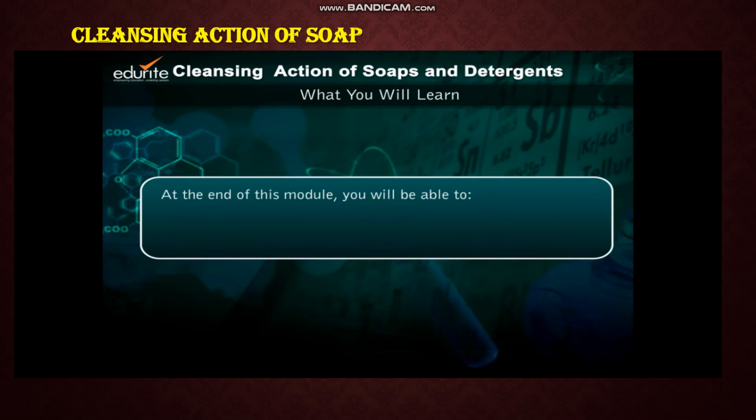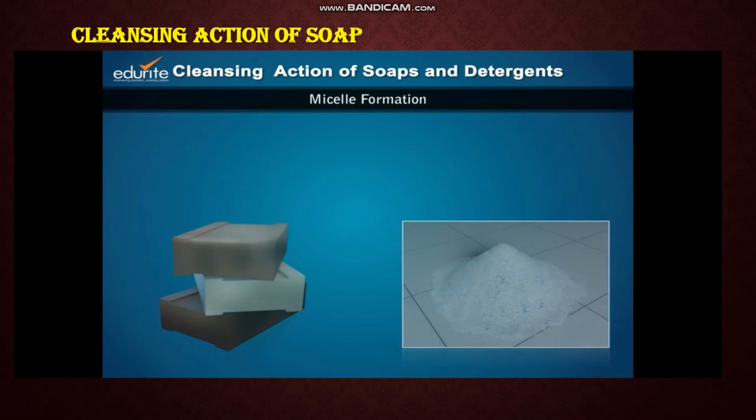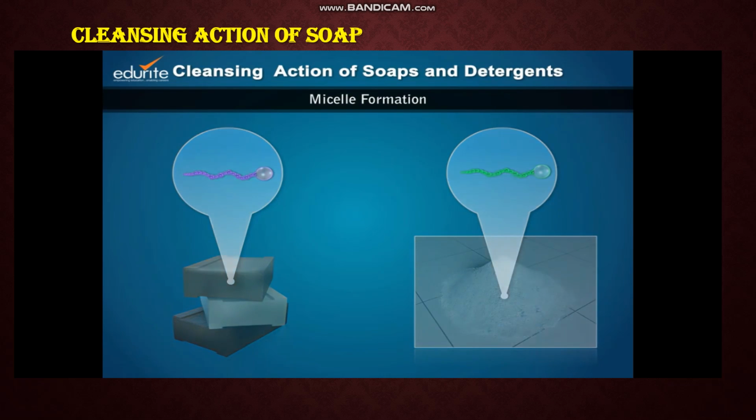At the end of this module, you will be able to describe the cleansing action of soaps and detergents. Soaps and detergents are surfactants which help to dislodge dirt and grease by emulsifying them and thus help clean articles. Let's take a look at the molecular structures of soaps and detergents. Observe that they have similar structures.